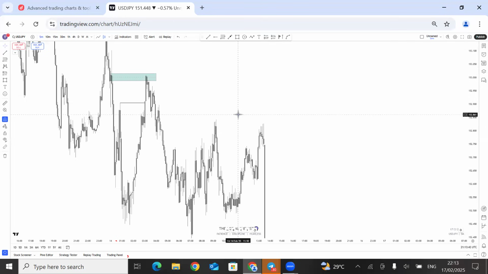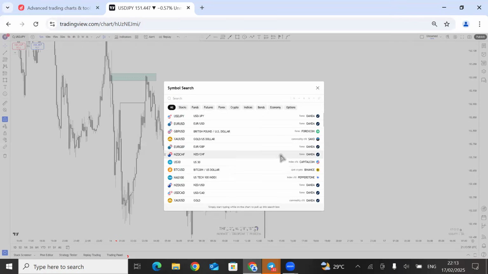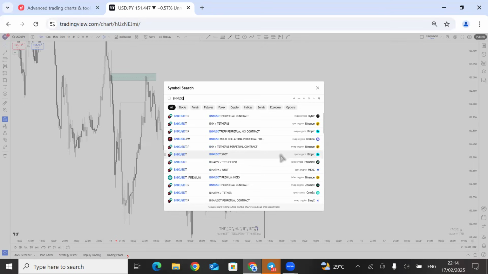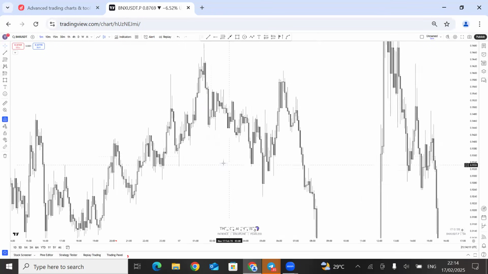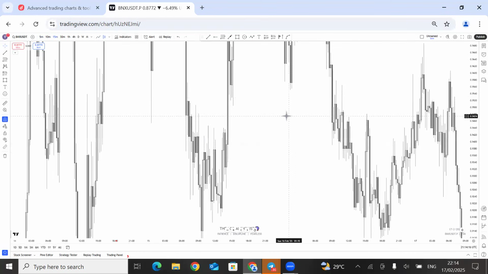Let's check BNX USDT perpetual contract. I want the perpetual contract on Bybit. All right, so let me see if I can find that trade again. I think the 15-minute time frame.